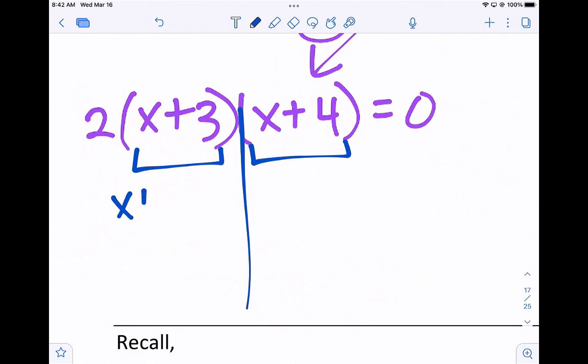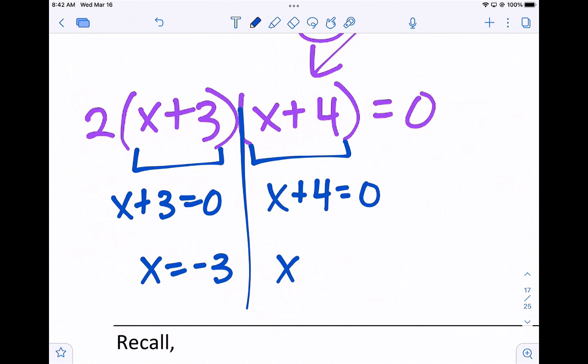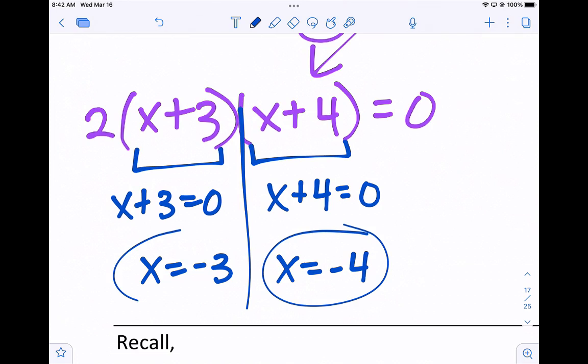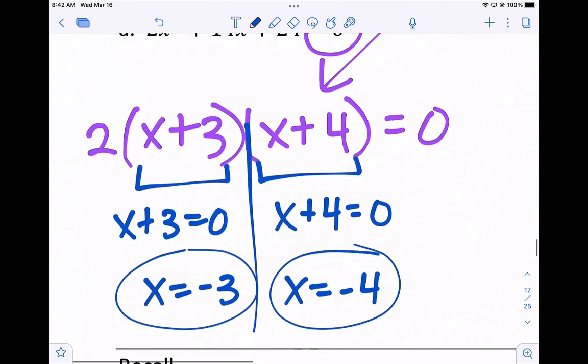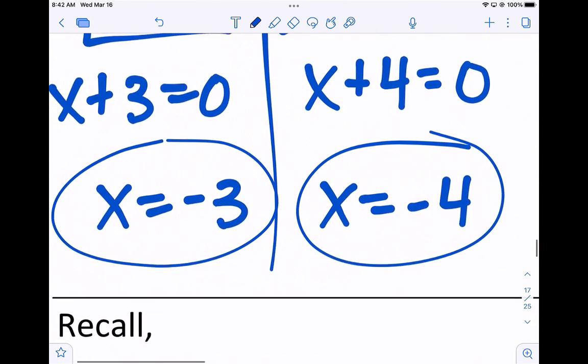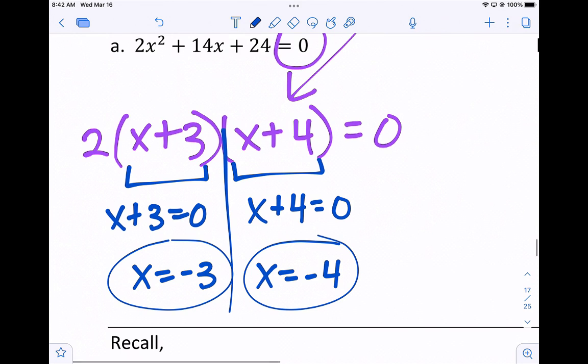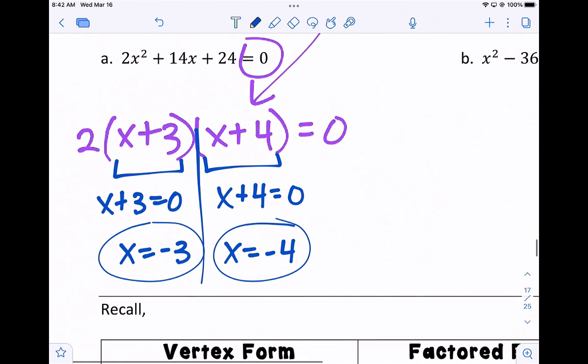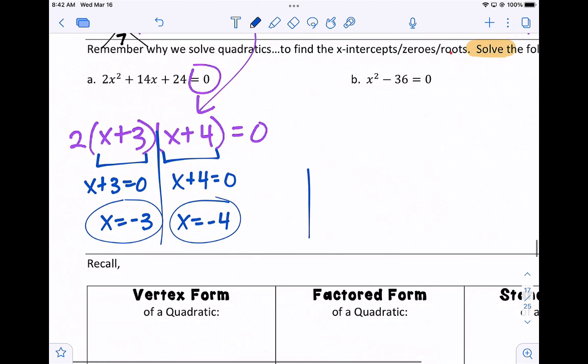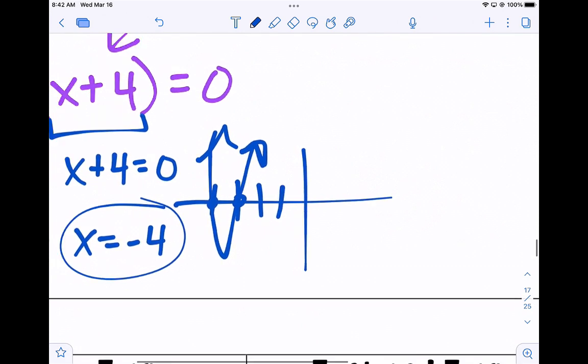So we want to know what makes x plus 3 equal 0, and that would be negative 3. And we want to know what would make x plus 4 equal 0, and that would be negative 4. So if you can factor it, like we did here, then to solve it, it's just finding the zeros, or what makes each factor equal to 0. So this is actually solving it. If you were to graph it at negative 3 and at negative 4, you would have your x-intercepts right there.